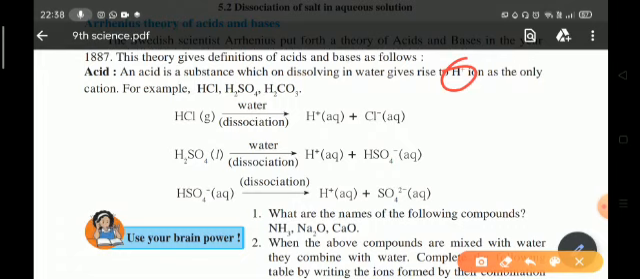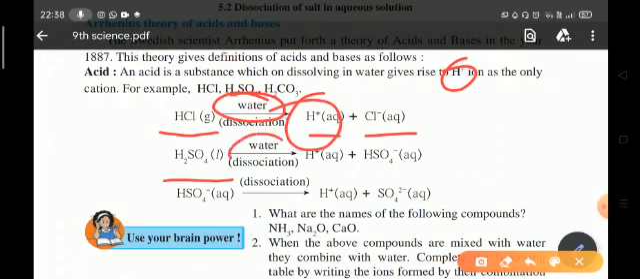When these compounds get dissolved in water, let us see what is formed. When HCl in the gaseous state gets dissolved in water, what is formed? H+ and Cl-. So we get H+ ions.